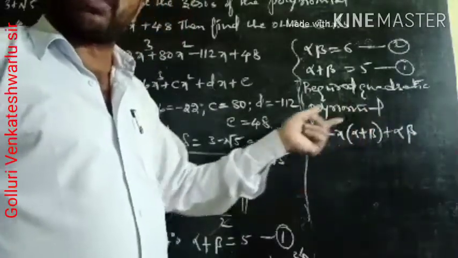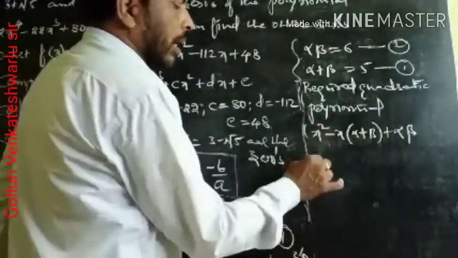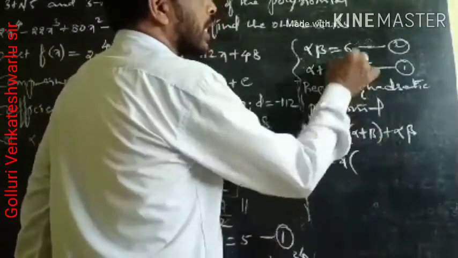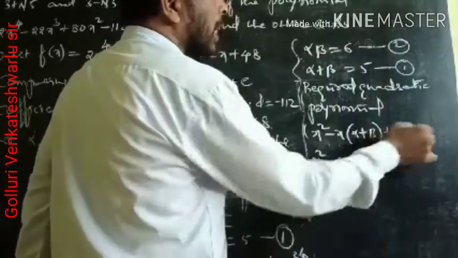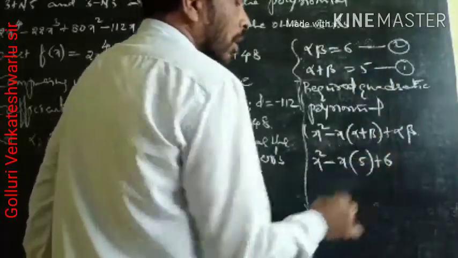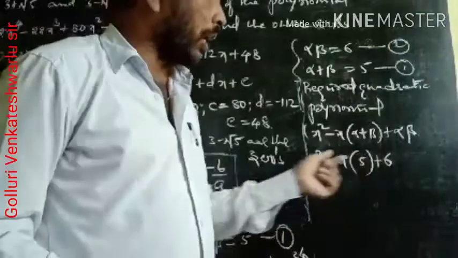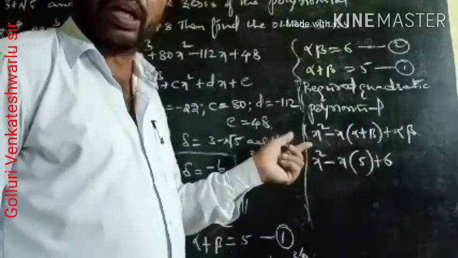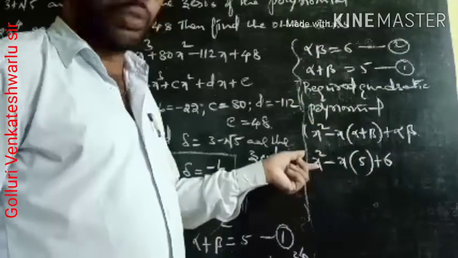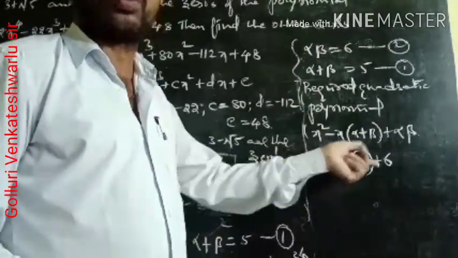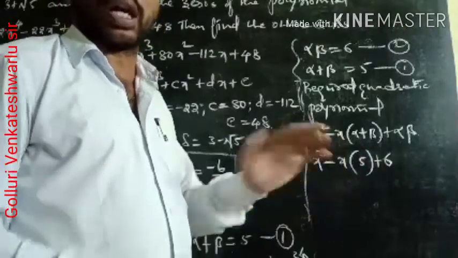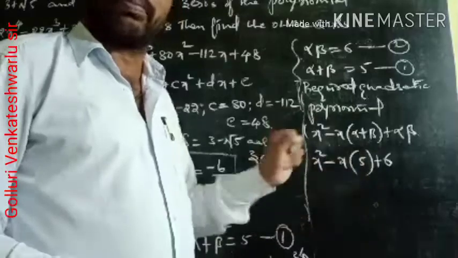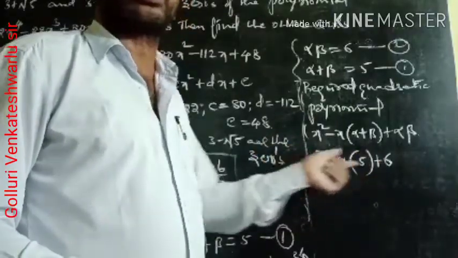This is the standard form of a quadratic polynomial. So x square minus x into sum of zeros, which is given as 5, plus product of zeros, which is given as 6. This is the polynomial: x square minus 5x plus 6 is the second degree polynomial. For this polynomial, the zeros are alpha and beta, not roots. We need to find the zeros of the polynomial.